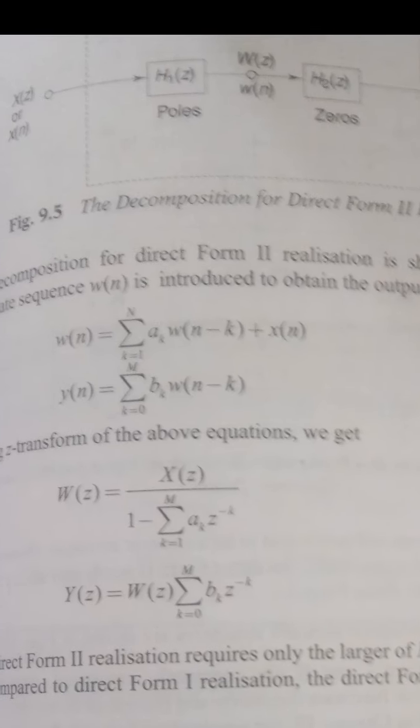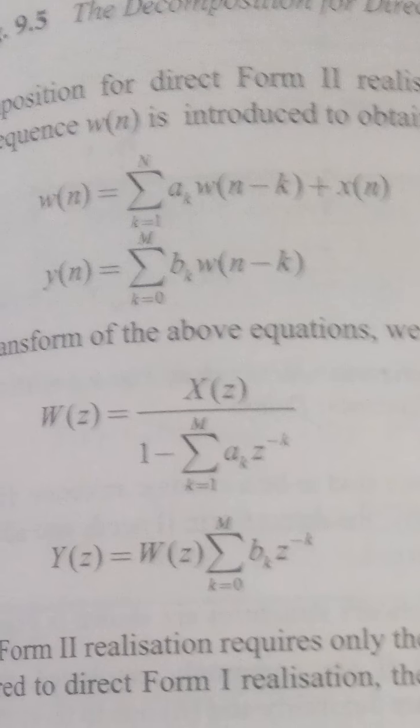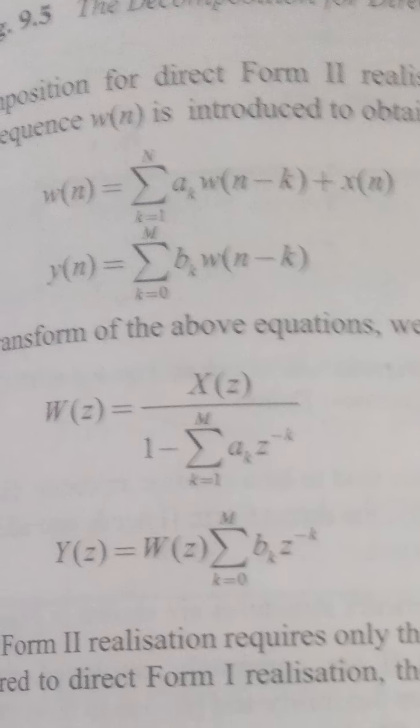And the decomposition for direct form 2: w(n) is the intermediate sequence, and it is given by sigma k is equal to 1 to N, a_k w(n minus k) plus x(n), and y(n) is equal to sigma k is equal to 0 to M, b_k w(n minus k). If we take its z transform, then W(z) and Y(z) are obtained. W(z) is X(z) upon 1 minus sigma k is equal to 1 to N, a_k z to the power minus k, and Y(z) is equal to W(z) sigma k is equal to 0 to M, b_k z to the power minus k.